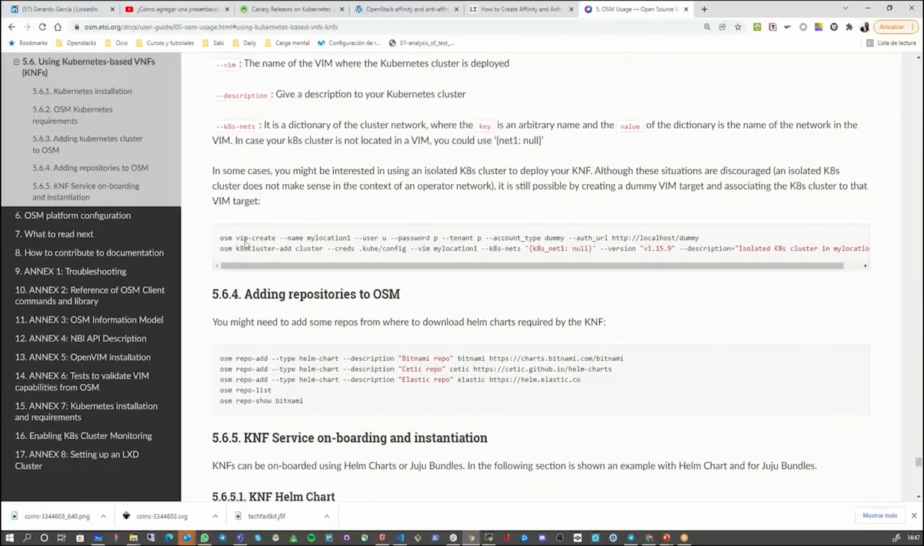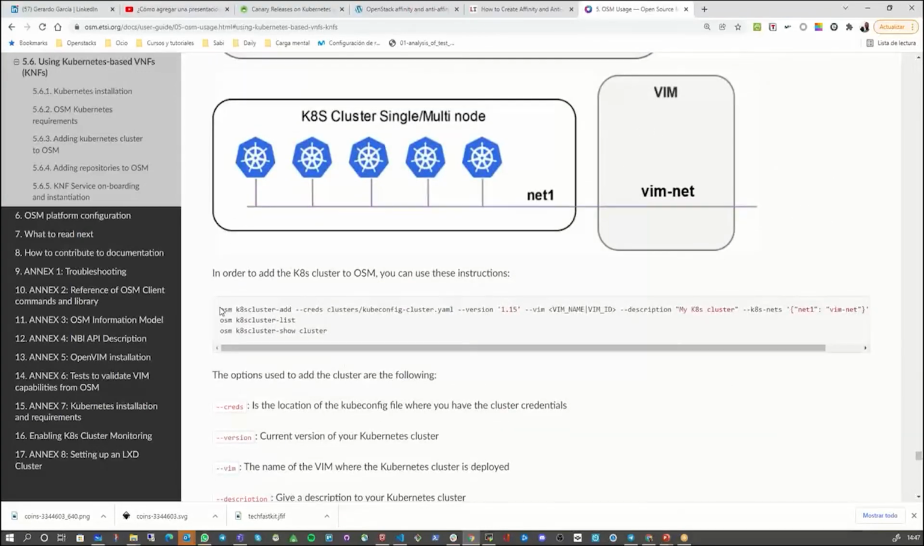Typically when we are registering a K8s cluster, we need to associate it to a VIM. The question about the networks, or the meaning of the networks, is because when we create a K8s cluster, we are providing some information about the networks. Like in here, k8scluster-add, we are providing the credentials of the cluster, typically the kubeconfig, the version of the cluster, the VIM that it is associated to, and here, the k8s-nets.